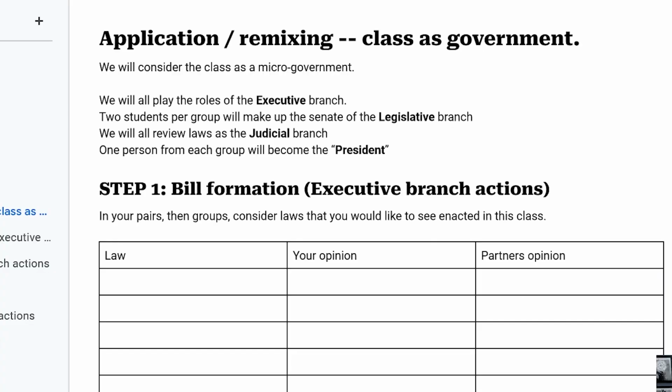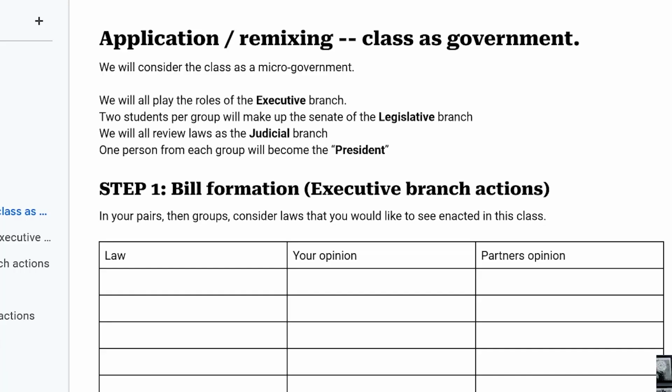The final part is, well, let's metagame this. Let's actually run our class as a government. So this is where the application comes in. It's the final step of the pedagogy of multiliteracies. Everybody will be the executive branch. Everyone can come up with ideas. The legislative branch will form a senate based on... actually, just as a little side note, I didn't get into what was the difference between the House of Representatives and the Senate. That was something I didn't understand personally, so just leave that there for a moment. But so two students, everybody becomes the judicial branch, and then one person from each group is the president. So not a single person. That's basically the structure that I was going with.